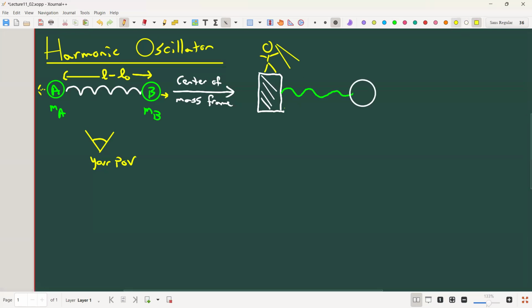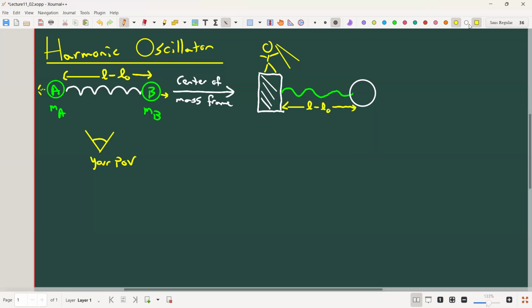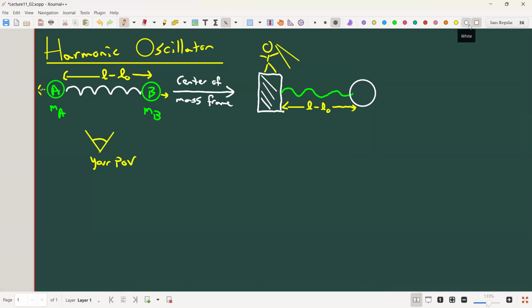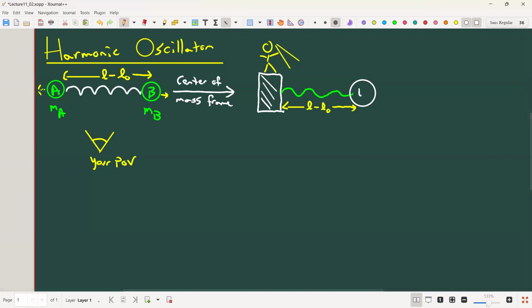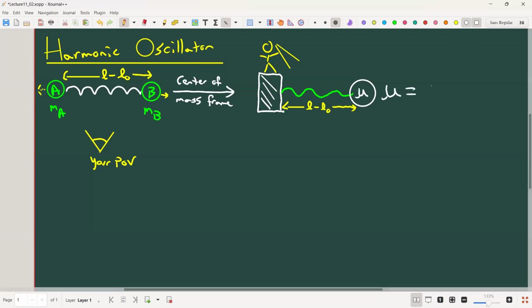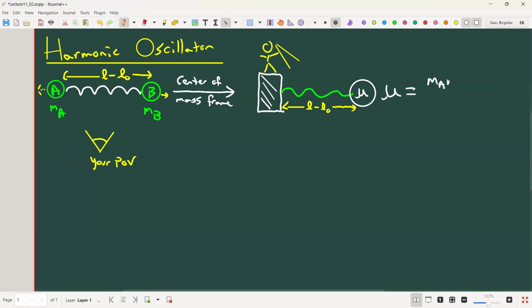And again, the spring has the same displacement. It's just the relative coordinate, L minus L naught. But this new effective mass has a different mass than the other ones. It's an average of the two masses. Call that mu, where mu is MA times MB over the sum of the masses. I'm going to call this the reduced mass.